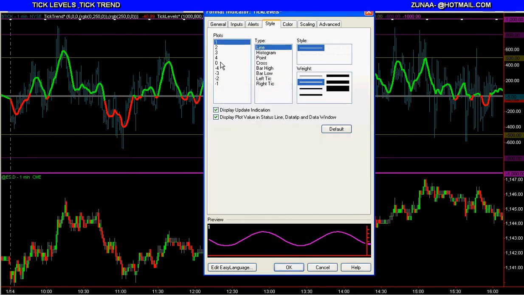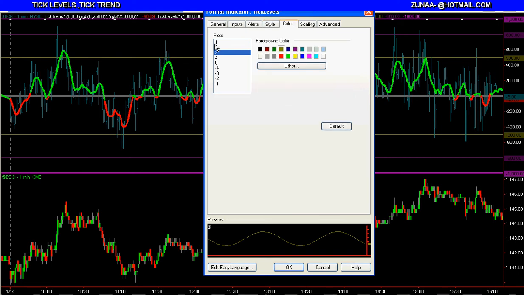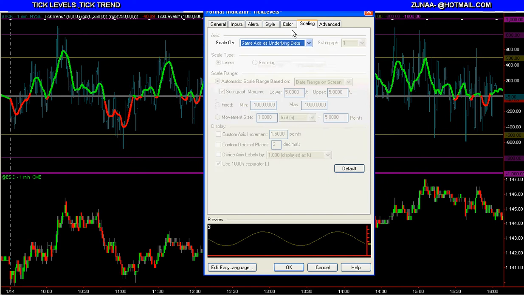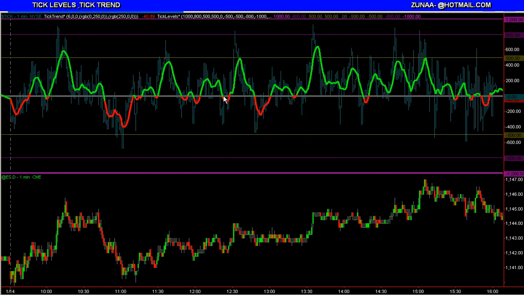Style: I usually keep the zero line thick and the rest thinner lines. You can choose whichever you like, and colors are controlled here. Scaling is pretty much the same as data. And those are your inputs. Now with the tick trend, just use the default inputs. Everything's pretty much coded for you. You can change the colors and the thickness of the line, but we won't look at those because it's fairly simple.